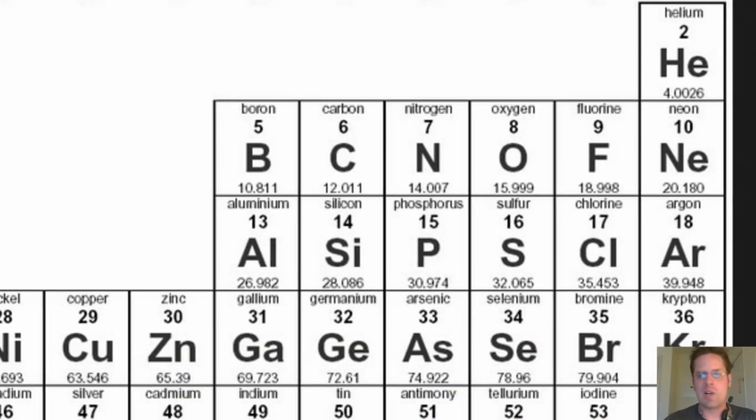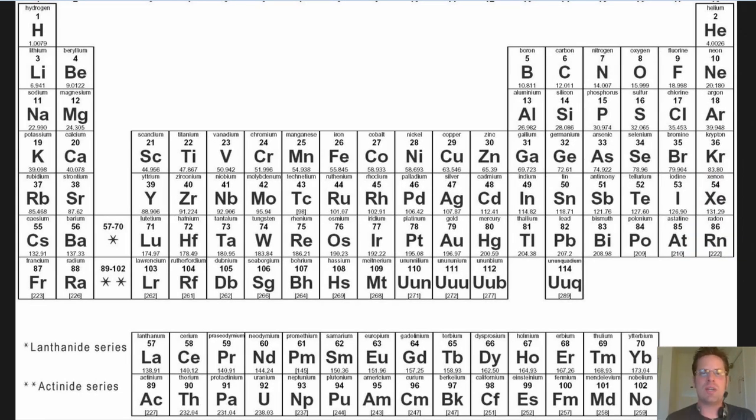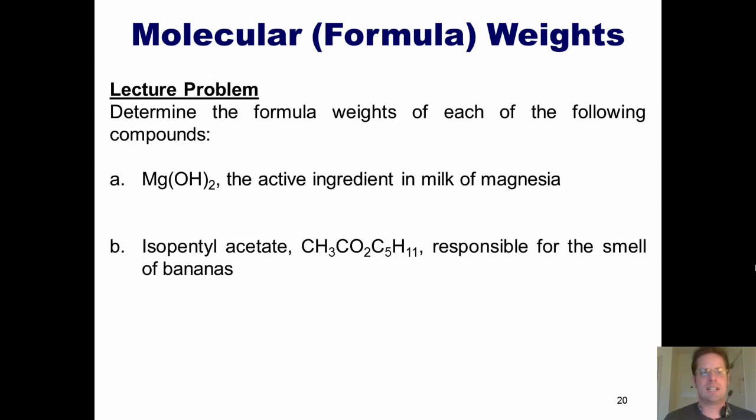You'll also note that chlorine's atomic weight is 35.453. So what in the world is the molecular weight of sodium chloride? Well, each molecule of sodium chloride is comprised of 1 sodium and 1 chlorine combined. So the molecular weight of sodium chloride is going to be 22.99 plus 35.453, which equals 58.443 grams.